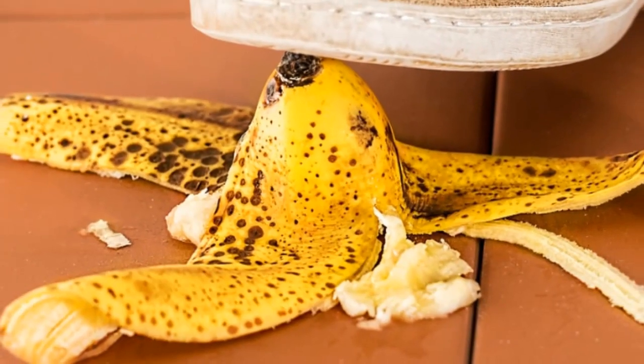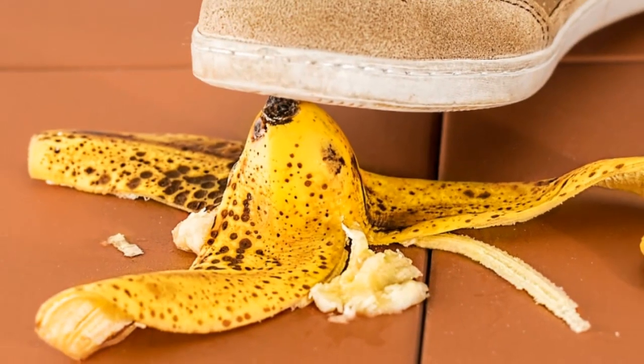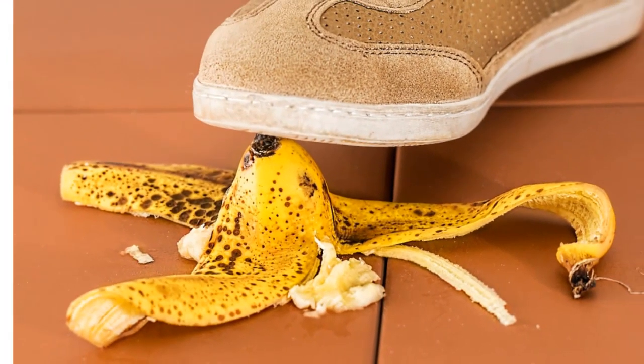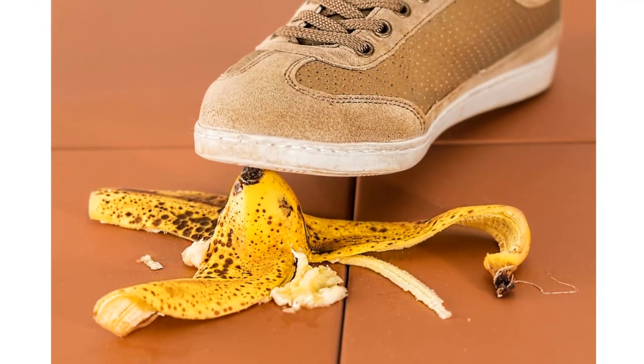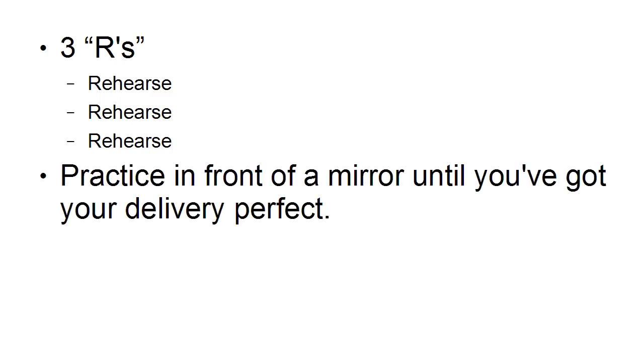And while you'll never avoid banana skins completely, you can lessen the chances of an encounter. And that's by following what I call the 3 R's. Rehearse, rehearse, and rehearse. So you want to practice in front of a mirror until you've got your delivery perfect, especially if you're not used to being on camera.